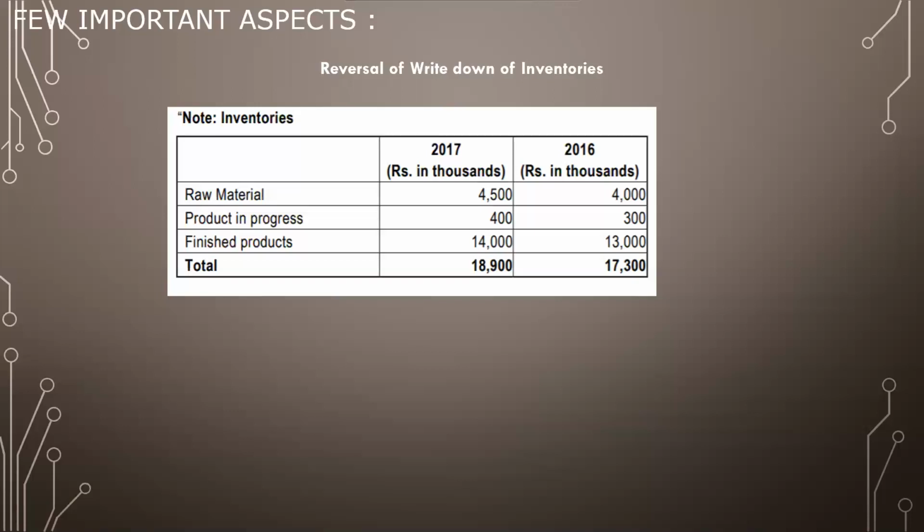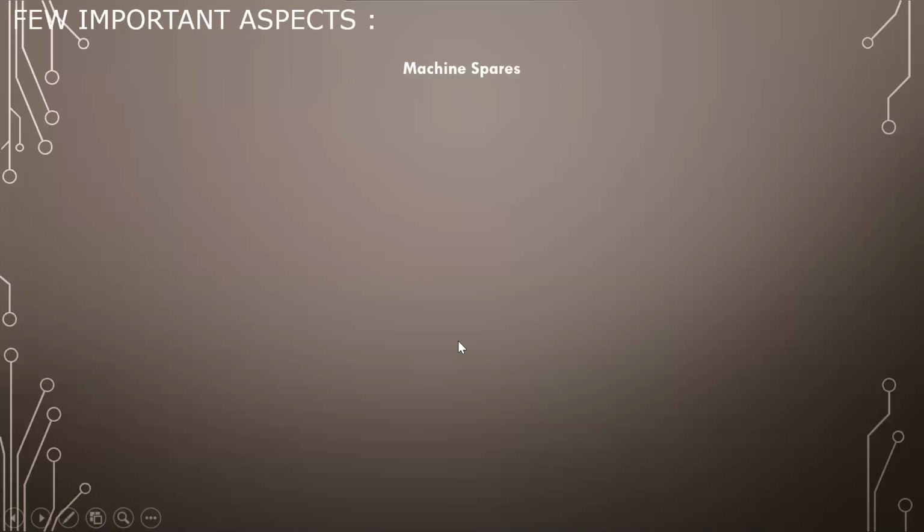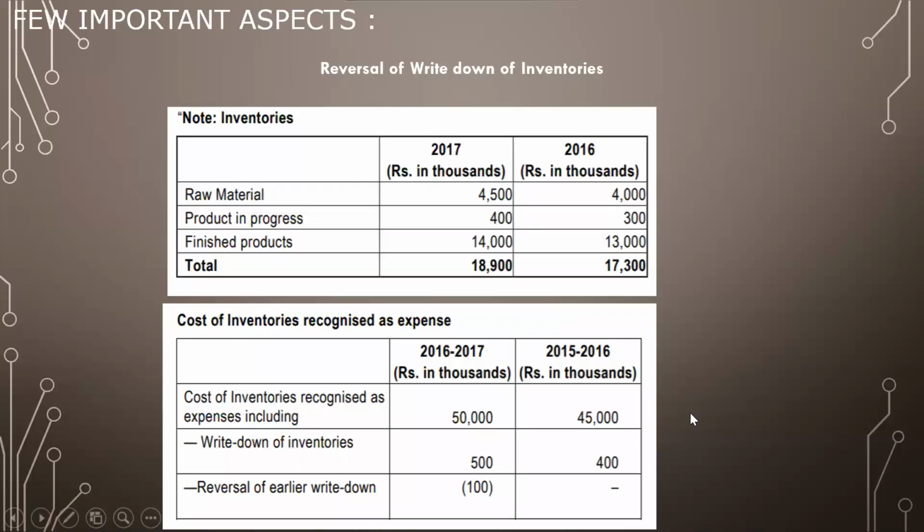In a general inventory from a balance sheet perspective, you will classify it as raw material, product in process, and finished goods. From an expense standpoint, it's very important to understand this. So you report that reversal as a separate line item. That's very important to understand.